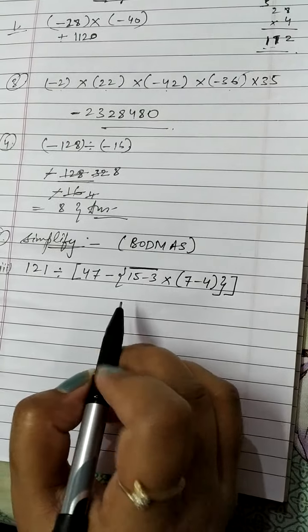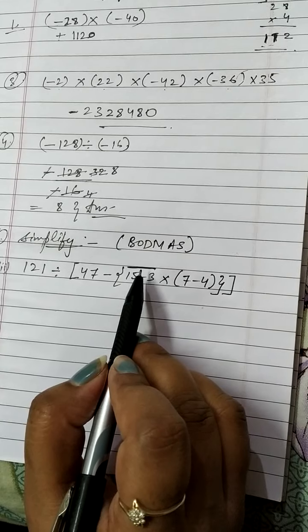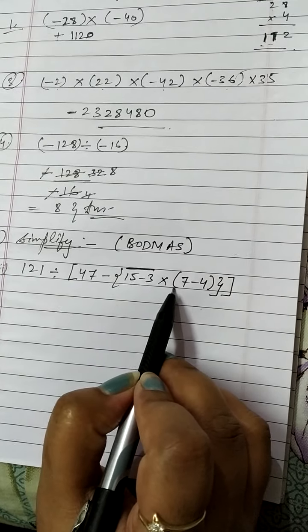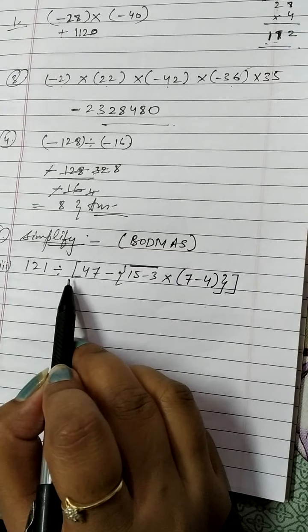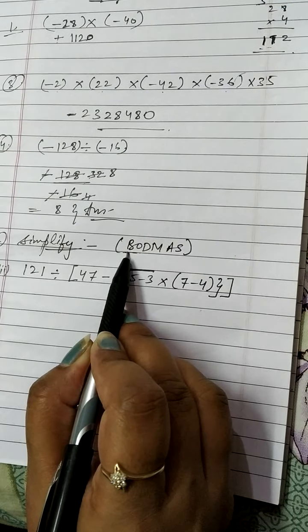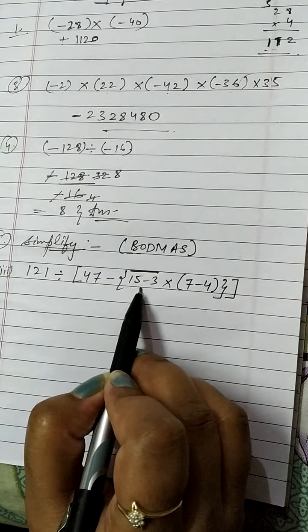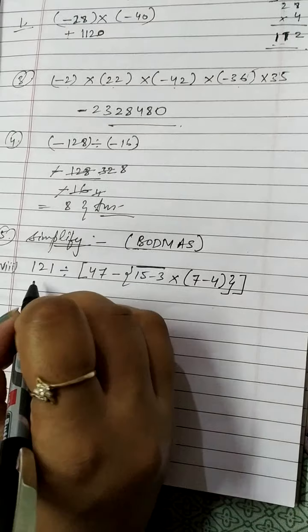Here you can see there are 3 brackets. This is a bar bracket or vinculum bracket. Then the small bracket, curly bracket, and this is a square bracket. So in BODMAS, first is open the brackets. The very first bracket which we will open is the bar bracket. Then the second one you will open is the small bracket. So let's move on.